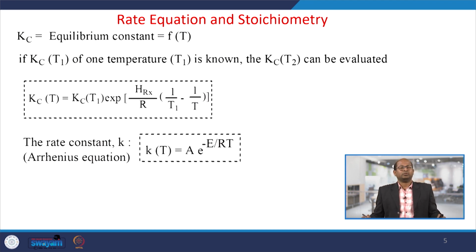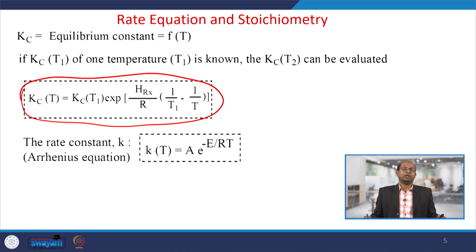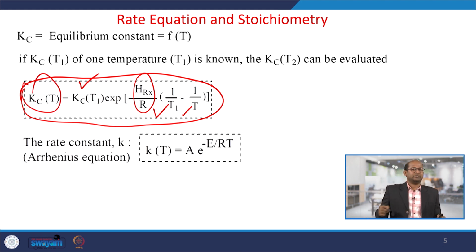So, if we know the equilibrium constant at a particular temperature for that particular reaction, then we can use these equations. The equilibrium constant Kc at a specified temperature we can find by putting the other parameters in this equation. If the heat of reaction, the gas constant R, the specified temperature and the standard temperature are known, then we can find the Kc value at the specified temperature, and by that way find the concentrations, conversions or other things.